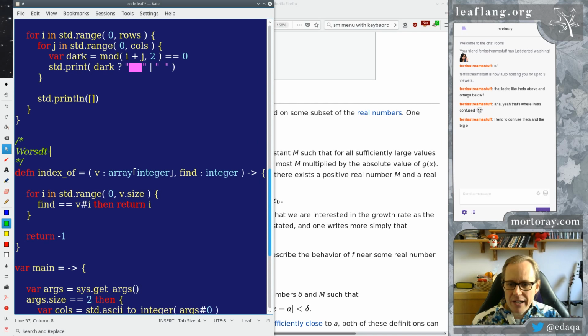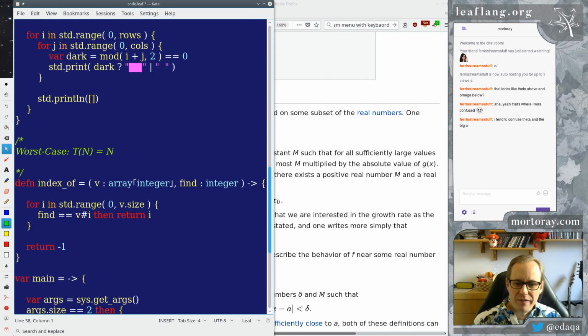We have a worst case here. T of n equals n. That's how long it's going to take to find an integer in this list. Actually, T of n equals n plus 1, because if it doesn't find it, it has one extra operation to do. We can count return statements.